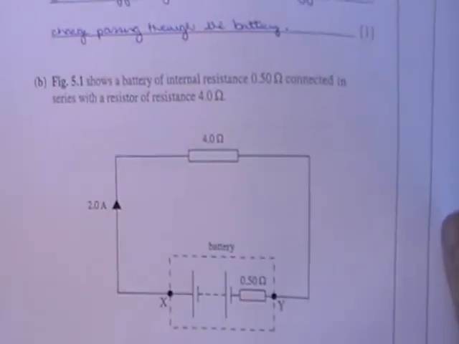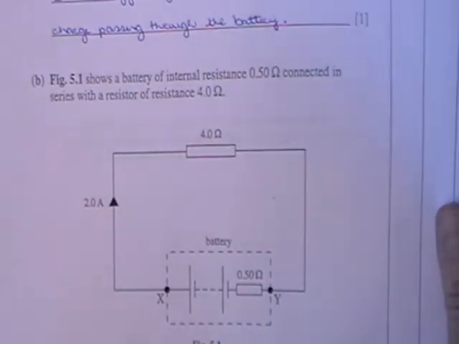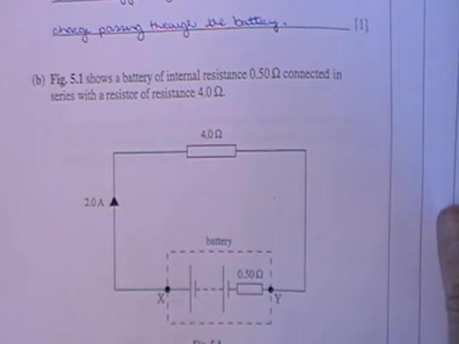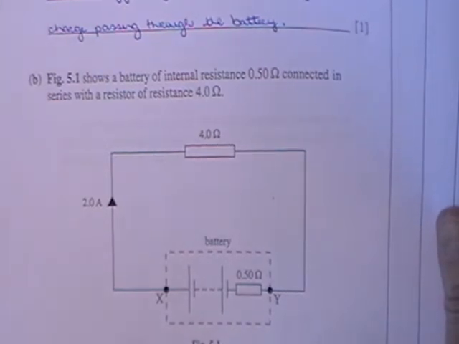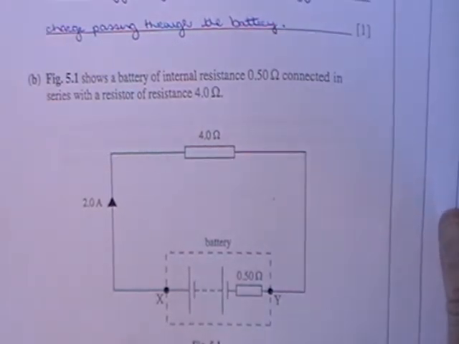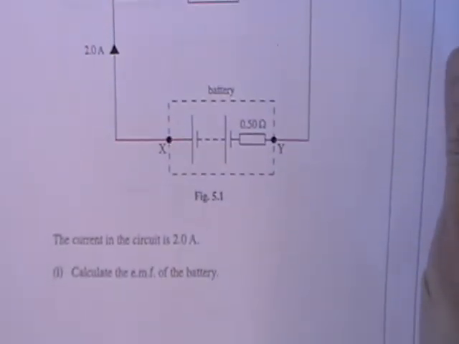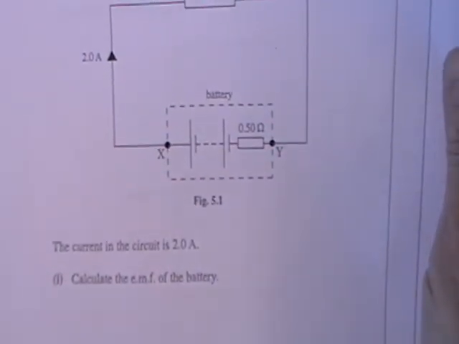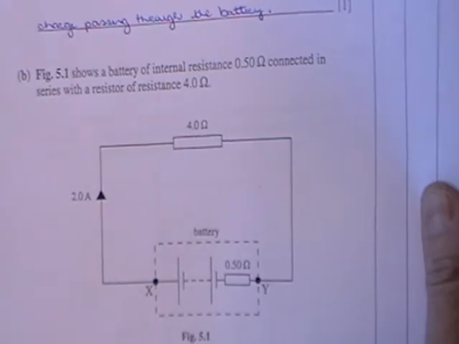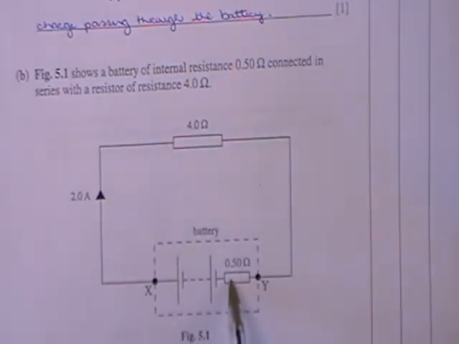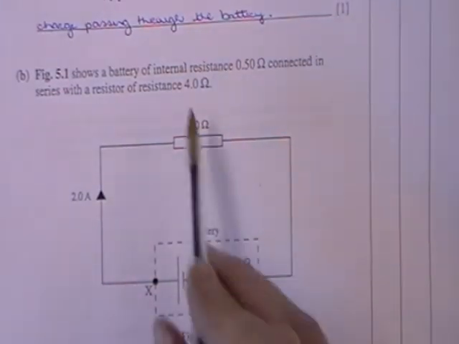Part B, figure 5.1 shows a battery of internal resistance 0.5 ohms connected in series with a resistor of resistance 4 ohms. The current in the circuit is 2 amps. Calculate the EMF of the battery. So we know from that, this is just like a little series circuit with a 0.5 ohm resistor and a 4 ohm resistor in series with each other.